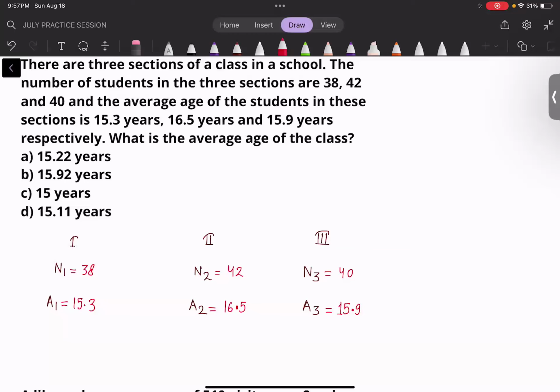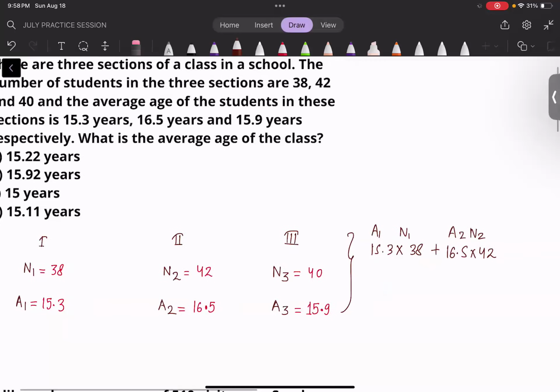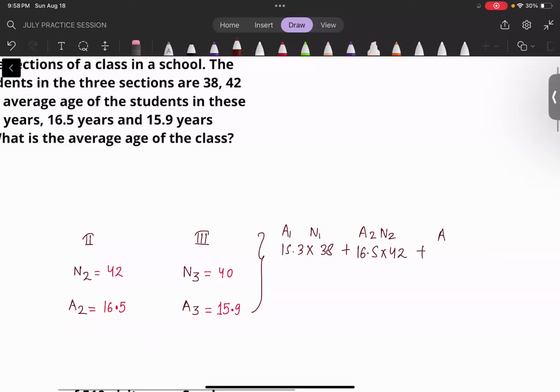To calculate the weighted average, what I will have to do is this. I will apply the formula A1N1, so 15.3 into 38. This is your A1N1 plus I will have to do A2N2, that means 16.5 into 42. Then I will have to add A3N3. So this will be 15.9 into 40 divided by N1 plus N2 plus N3. This is what I will have to do.